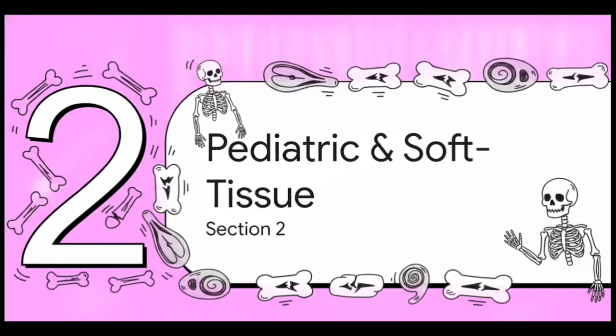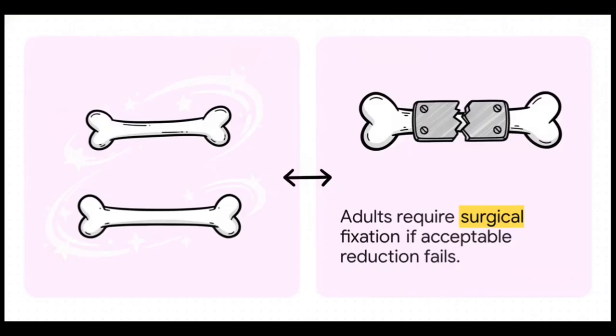Moving on to Section 2, pediatric and soft tissue principles. Okay, the absolute crucial point here is that kids have incredible remodeling potential. This makes some malalignment acceptable, but adults, they typically require surgical fixation if an acceptable reduction can't be achieved. It's a single fundamental principle, but it completely dictates the diverging pathways of orthopedic treatment.